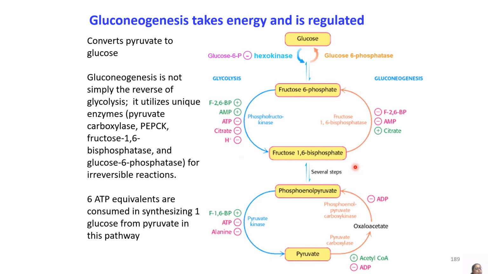Gluconeogenesis takes energy and is regulated. It converts pyruvate to glucose. Gluconeogenesis is not simply the reverse of glycolysis. It utilizes unique enzymes like pyruvate carboxylase, PEPCK, phosphoenolpyruvate carboxykinase, fructose 1,6-bisphosphatase, and glucose 6-phosphatase for the irreversible reactions. For this, 6 ATP equivalents are consumed in synthesizing one glucose from pyruvate in this pathway.